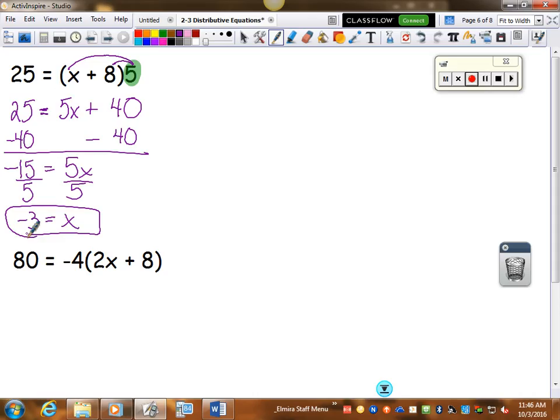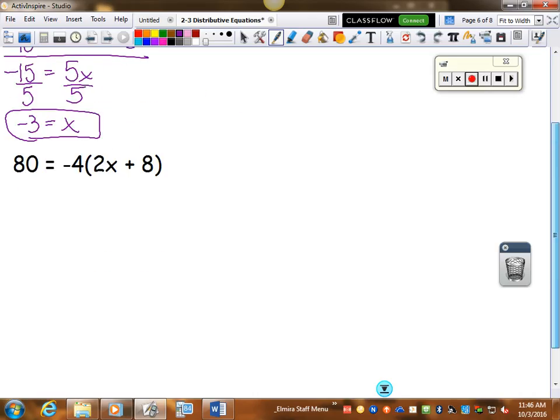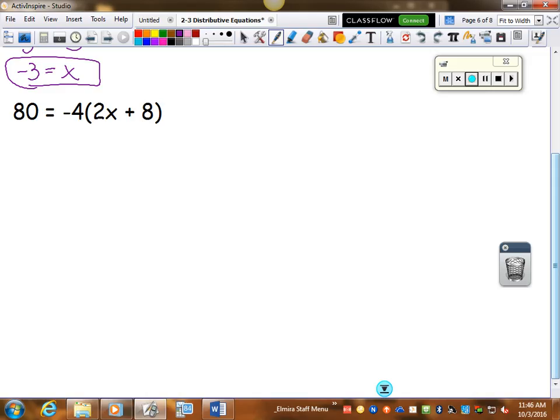Okay, last one. I do have a negative on the outside. A negative times a positive is a negative, and a negative times a plus is a subtract. Now I can do my numbers. 4 times 2x is 8x, and 4 times 8 is 32. I might have just said 5. I meant 4. 4 times 2 is 8. And then bring down the 80. Add 32 to both sides.